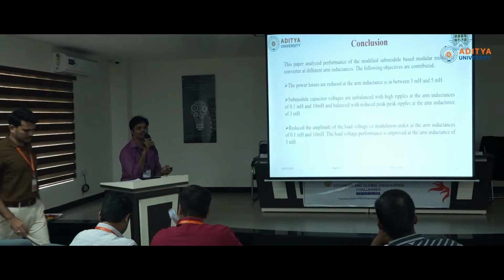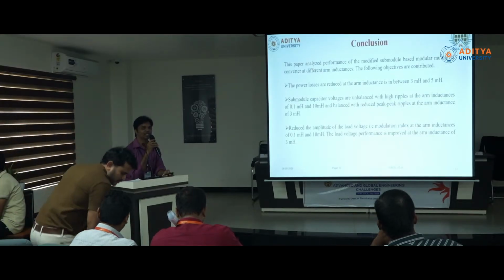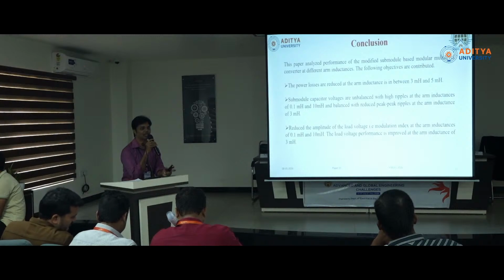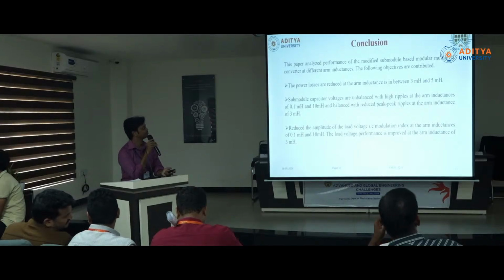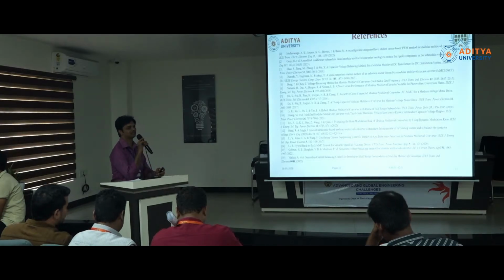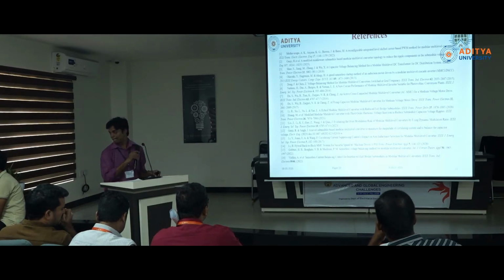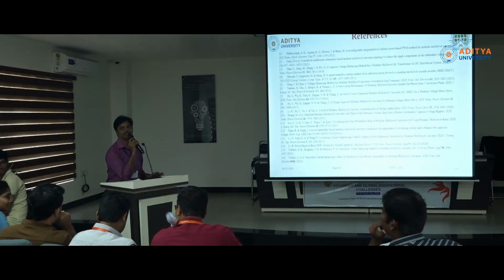So finally I have concluded that we have to reduce the arm inductance. We have to choose the arm inductance based on the ripple content in the submodule capacitor voltage. This is the reference. Thank you. Any doubts?